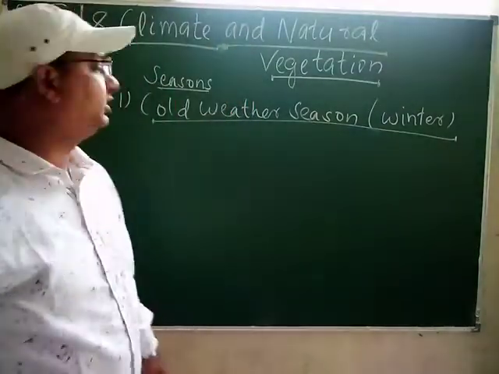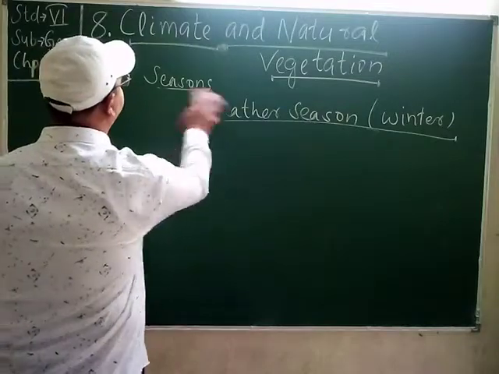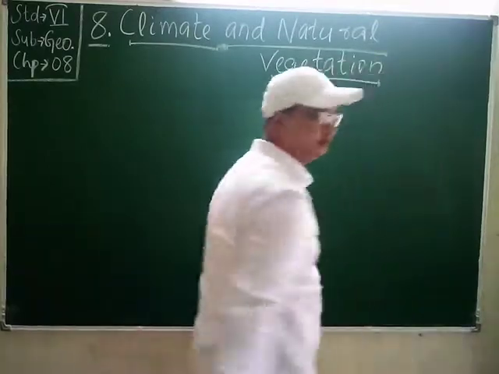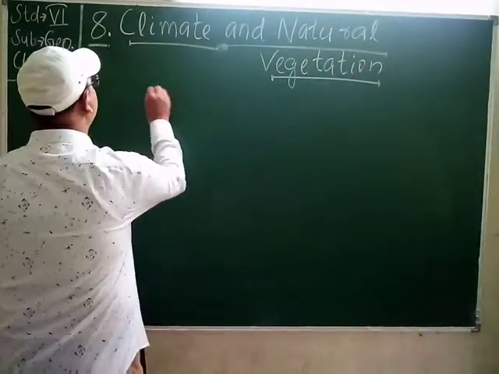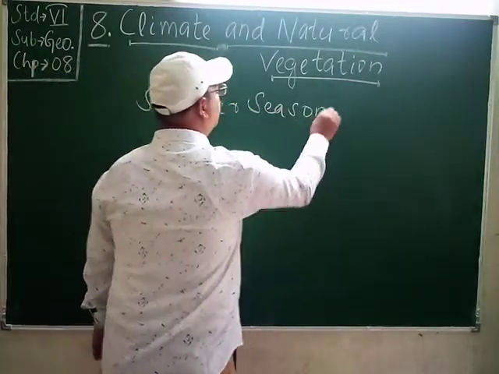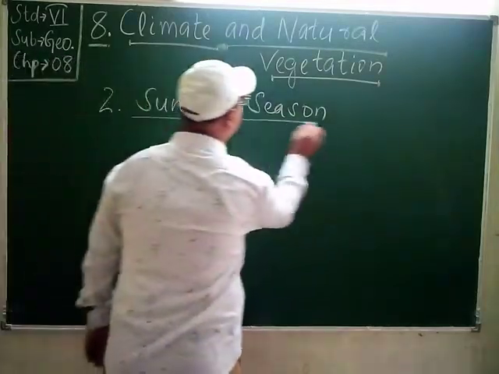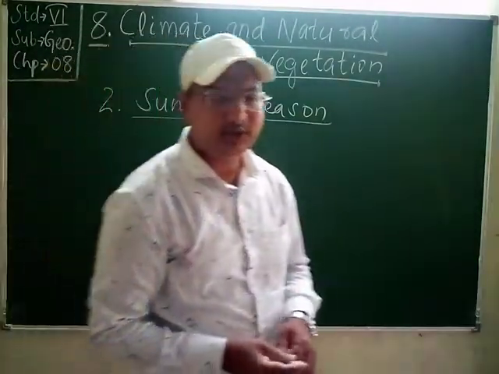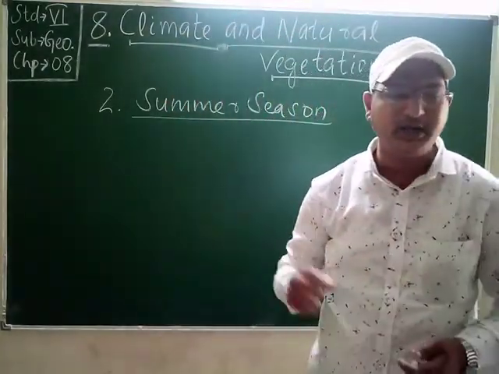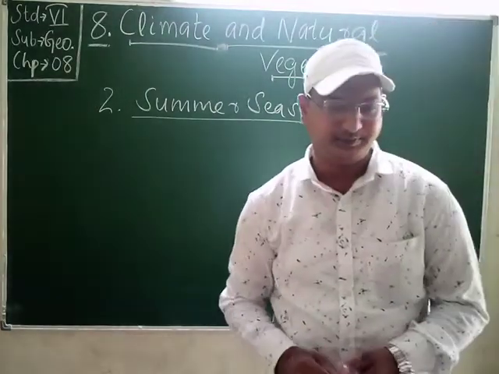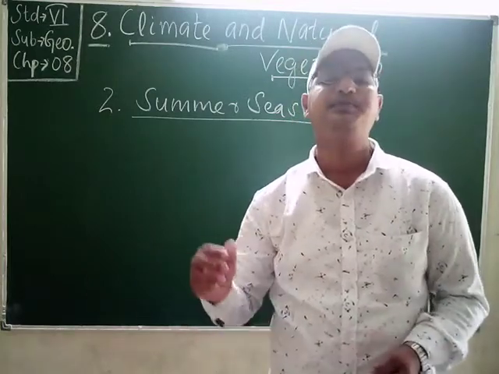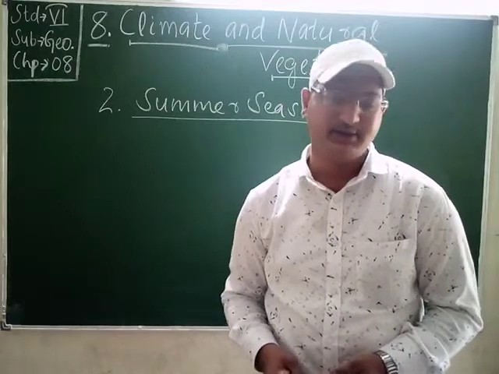Then students, the next is the summer season. The summers in India are very hot. The sun shines directly on the Tropic of Cancer, and the southern part of India receives direct rays from the sun from March onwards. As a result, summer begins in India at the end of March. That is the starting of the summer season.